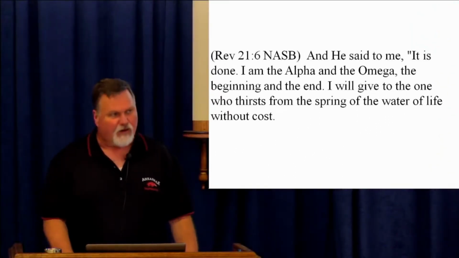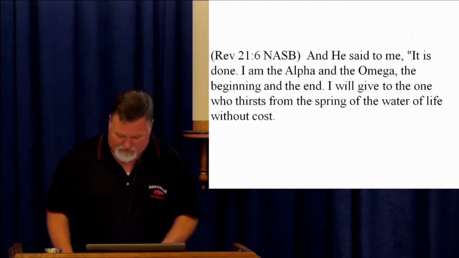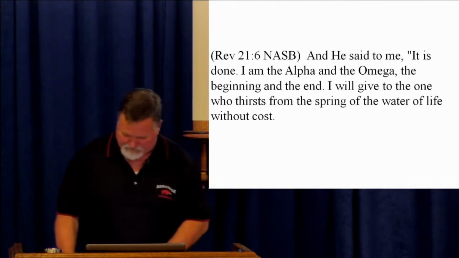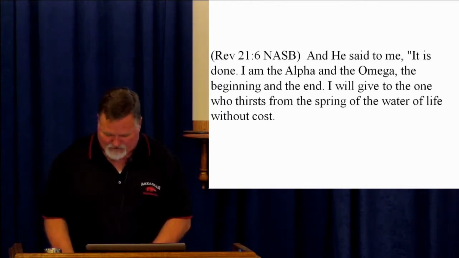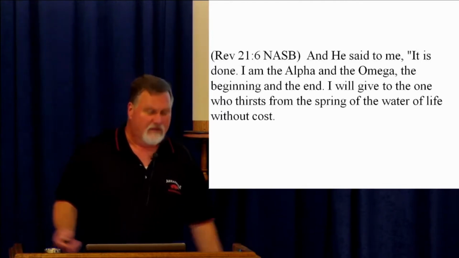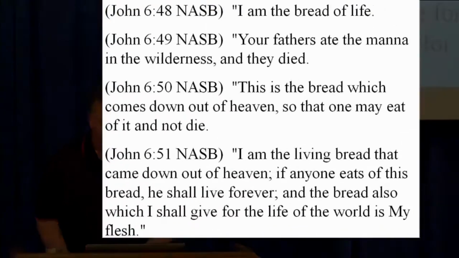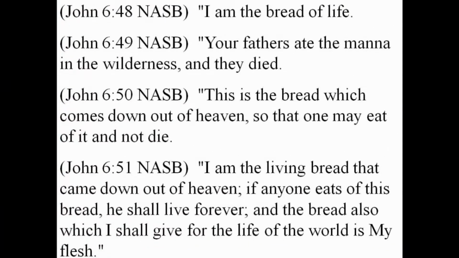And this golden pot containing manna. Now, manna, you well know. It's the bread supplied to Israel when they were in the wilderness for 40 years. This speaks of Messiah being totally sufficient to supply and meet all our needs. He said he was the bread of life. That's in John 6, starting at verse 48. I am the bread of life. Your fathers ate the manna in the wilderness, and they died. This is the bread which comes down out of heaven, so that one may eat of it and not die. I am the bread which came down out of heaven. If anyone eats of this bread, he shall live forever. And the bread also which I shall give for the life of the world is my flesh.